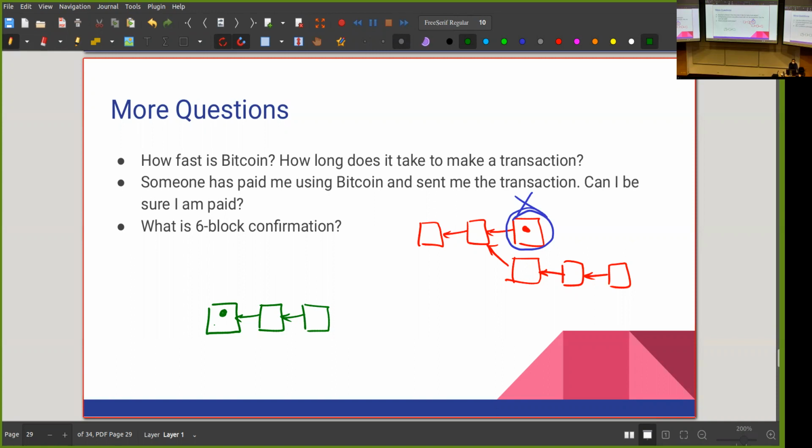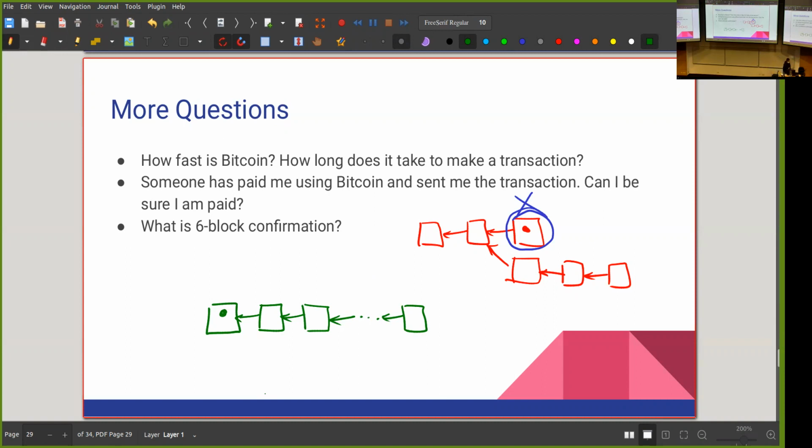And the rule of thumb that everyone uses and no one knows why is that people wait for 6 blocks. So they wait for their transaction to get into the blockchain, and then they wait for 6 more blocks to be added after it. And only at that point, they trust that, okay, this transaction is not going to get out of the consensus chain.